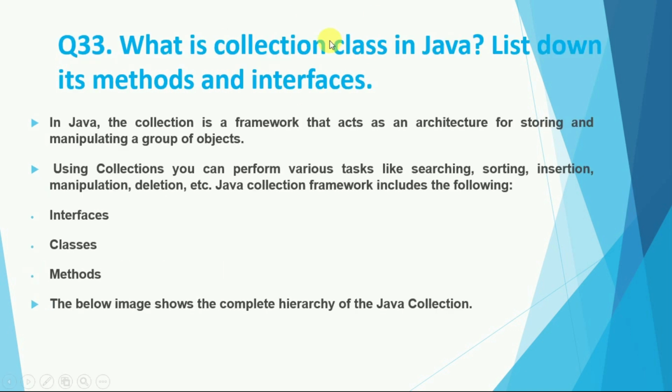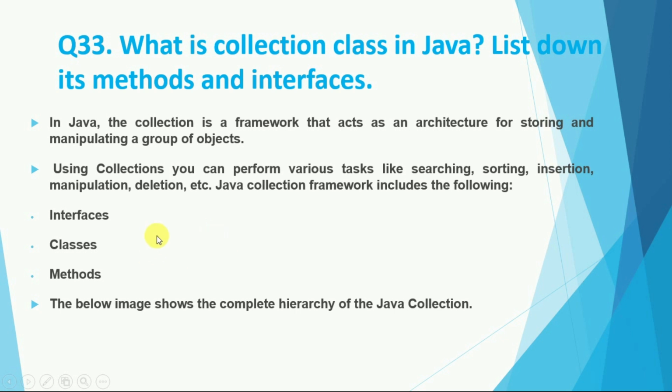So the next question is, what is the collection class in Java, and list down its methods and interfaces. In Java, we already talked about how we have a main collection interface and different collections. So what is a collection? A collection is basically a framework that acts as an architecture which we can use for storing and manipulating a group of objects.